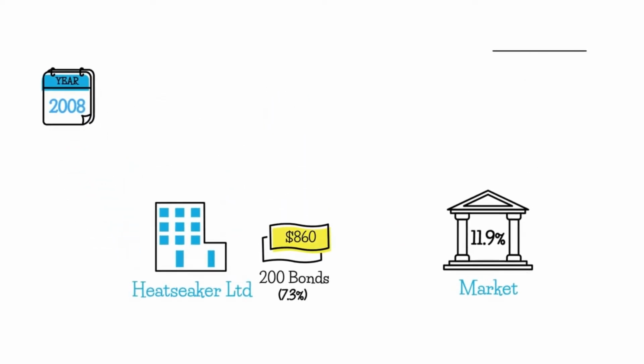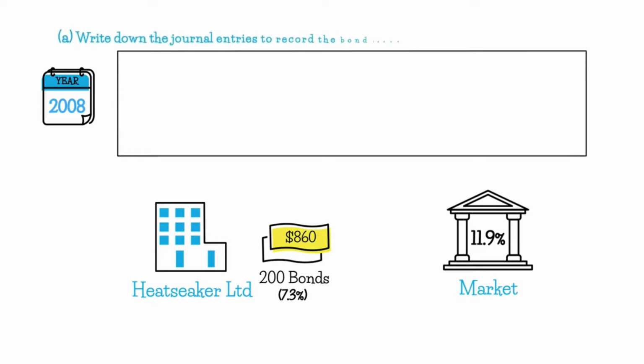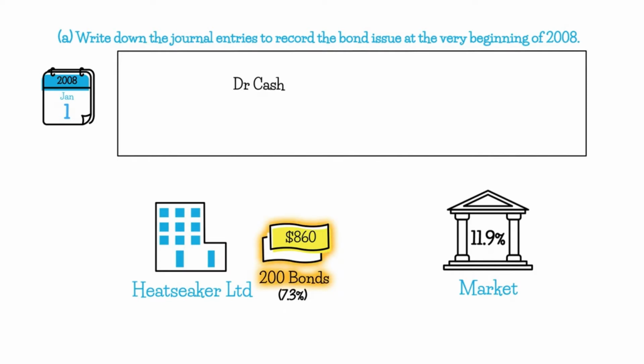So the first journal entry we're asked to record is to write down the journal entries to record the bond issue at the beginning of 2008. So we're going to debit cash. This is based on the amount of cash that we actually receive from the market. So for those 200 bonds, we received only $860 each. So 200 multiplied by 860 gives us cash received of $172,000.